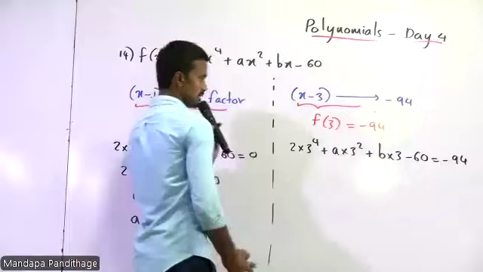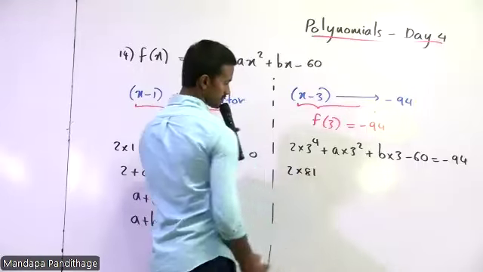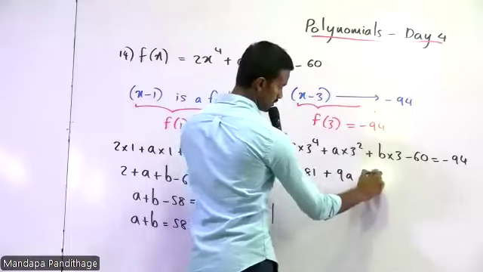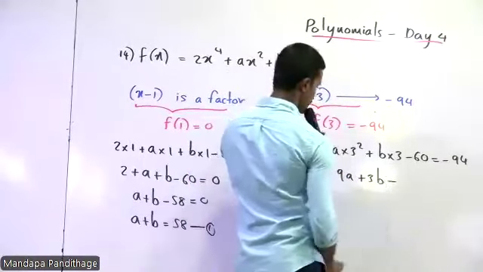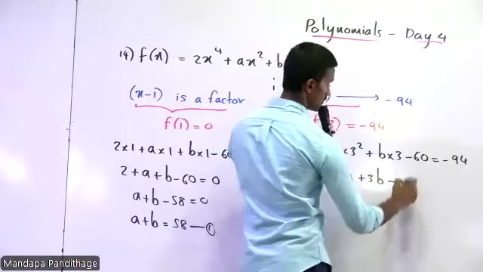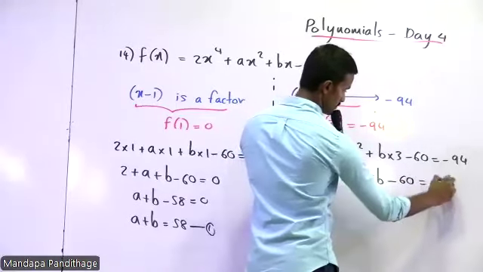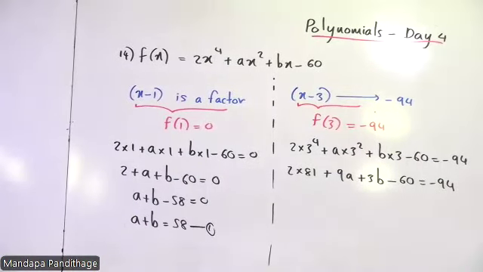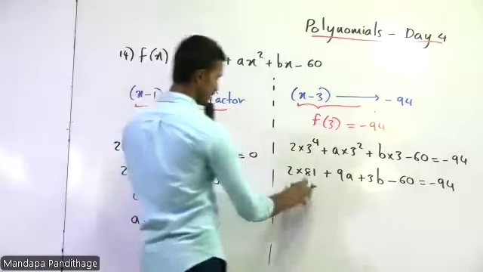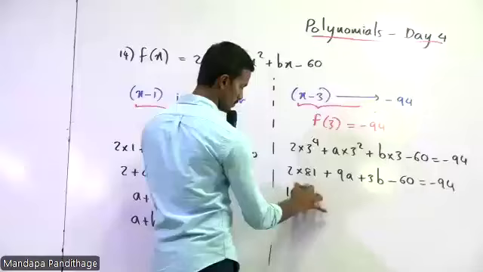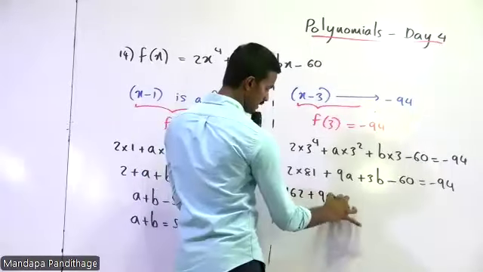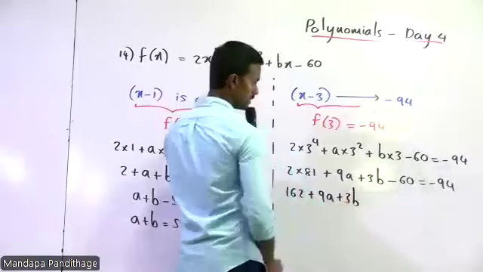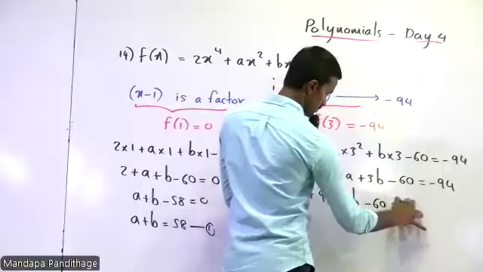So 3 to the power 4 is 81, 9a plus 3b minus 60 is equal to minus 94. Then when you simplify, you get 162 plus 9a plus 3b minus 60 is equal to minus 94.